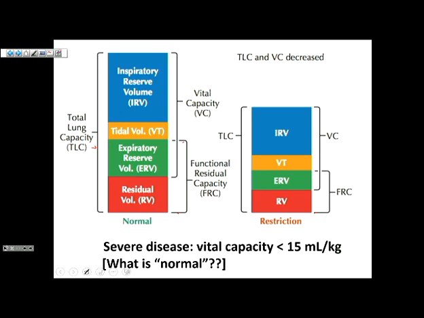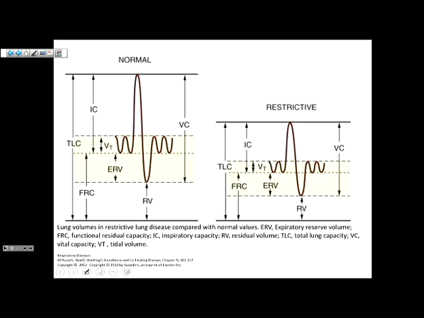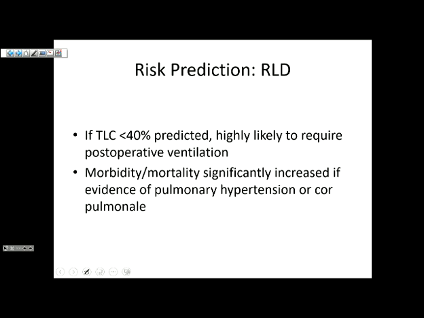Again, so the major changes, this is just a different look at them from another text. I think it's helpful to kind of look at these graphically, compare those to the baseline values. If the total lung capacity is less than 40% of the predicted value, normalized for that person's age, gender, ethnic background, weight, etc., then this is a person who would be highly likely to require postoperative mechanical ventilation. What's the impact of that knowledge? What does that tell us? That should stimulate a couple of things.